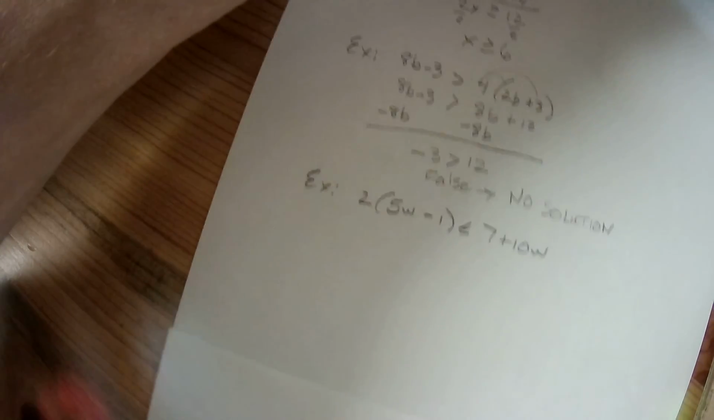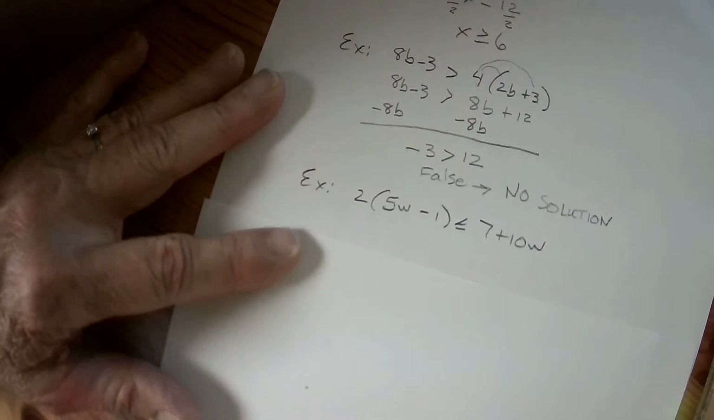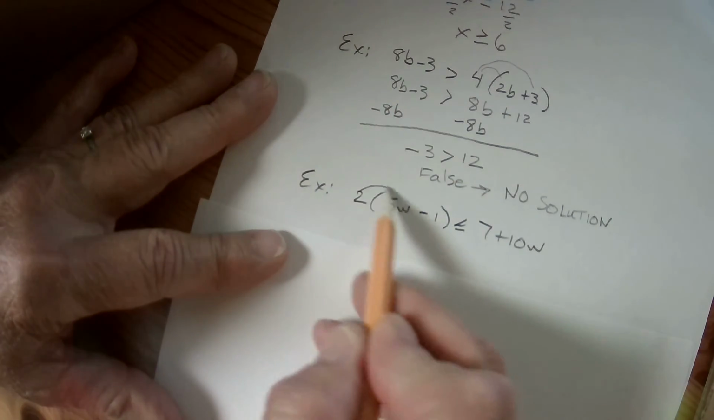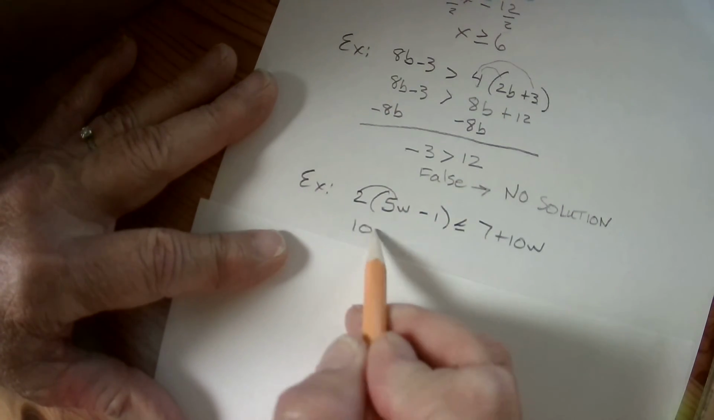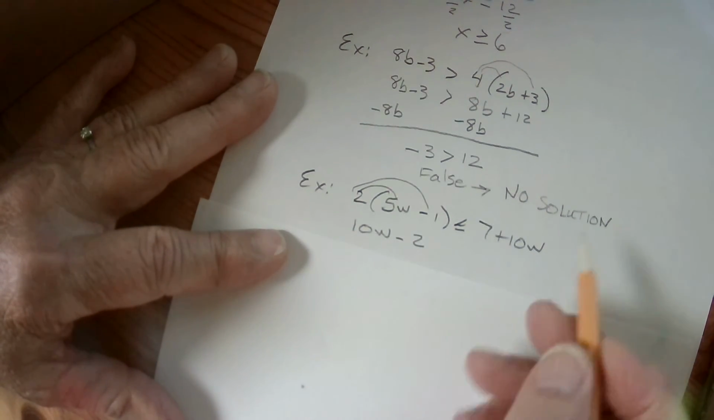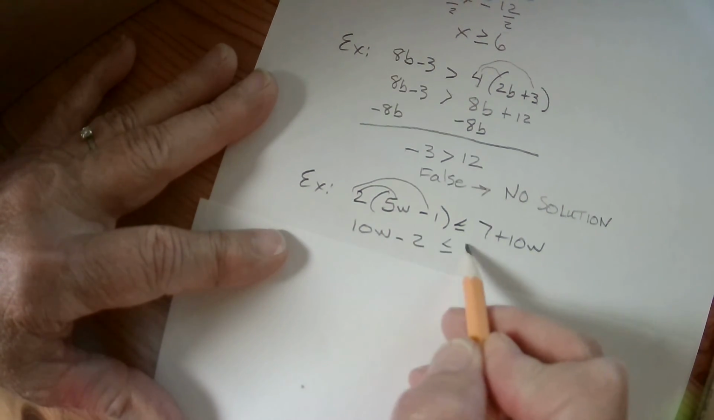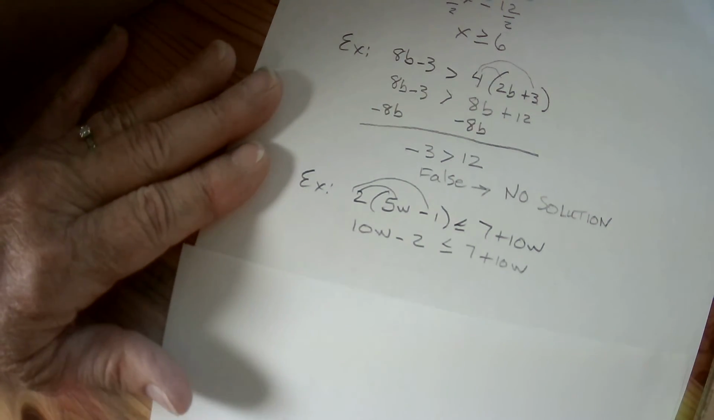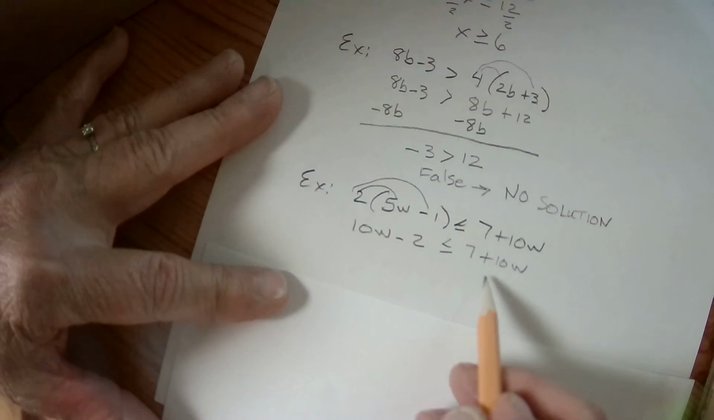One more. Okay, now I have to do the distributive property over here on the left-hand side. 2 times 5w is 10w. 2 times negative 1 is negative 2. And I'm just going to go ahead and write down what we have over here. Again, let's put the variables on the left. That means I want to get rid of this.